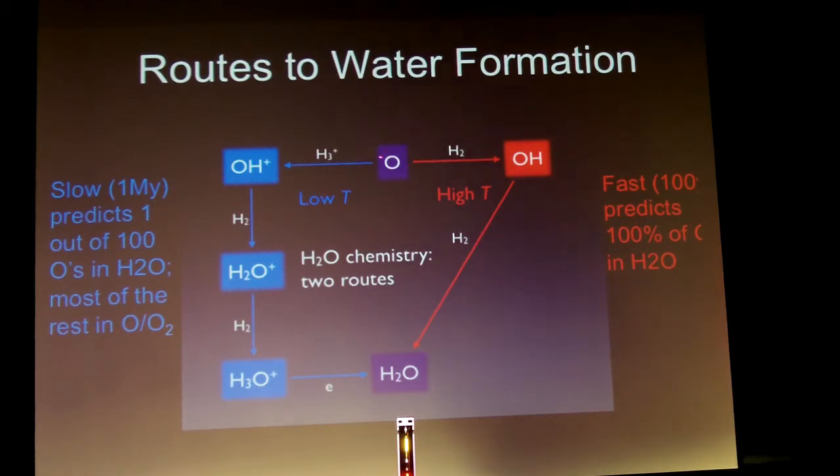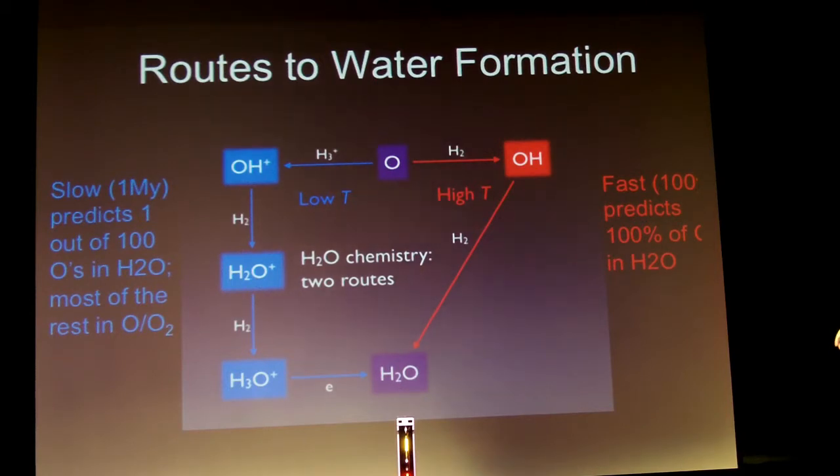The other route is the high temperature route, and you'll notice that it doesn't involve any ions. It's just oxygen combining with a molecular hydrogen to make this radical called OH, and then very quickly combining again with another hydrogen molecule to make water. And you would expect in interstellar clouds that the dominant version of these reactions would be the low temperature one, just because the temperatures are so low.